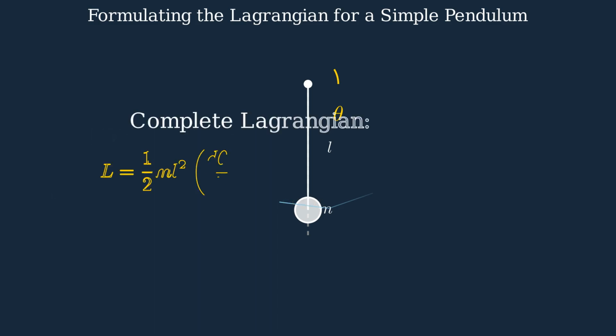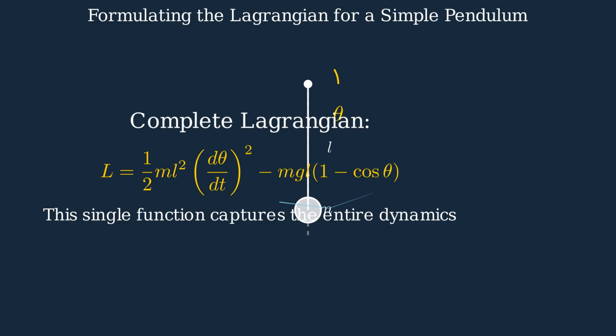Therefore, our complete Lagrangian is the difference between the kinetic and potential energies. This formulation captures the entire dynamics of the system in a single scalar function.